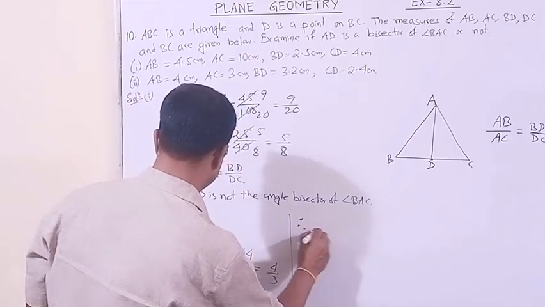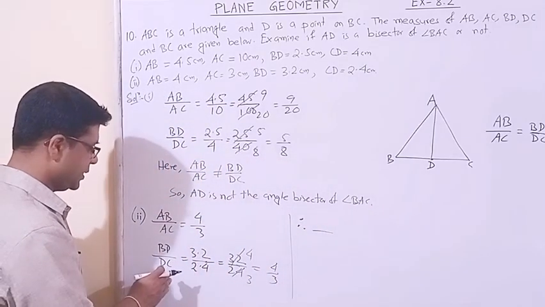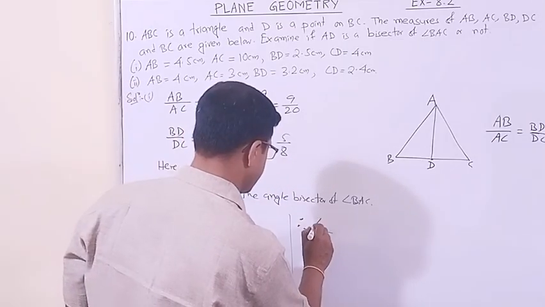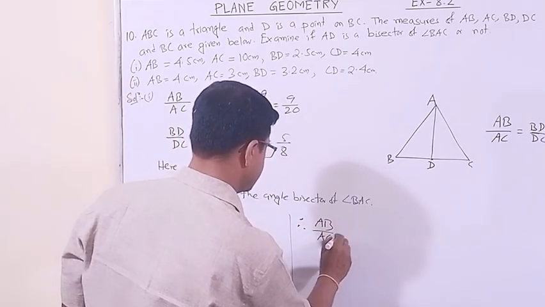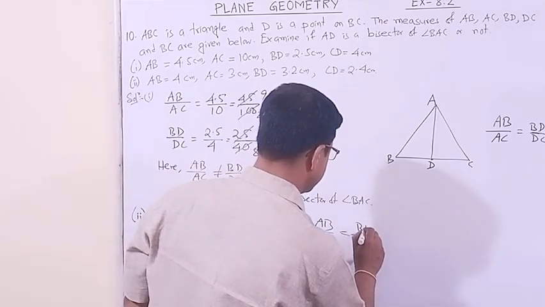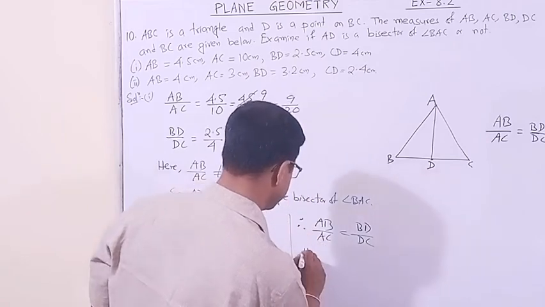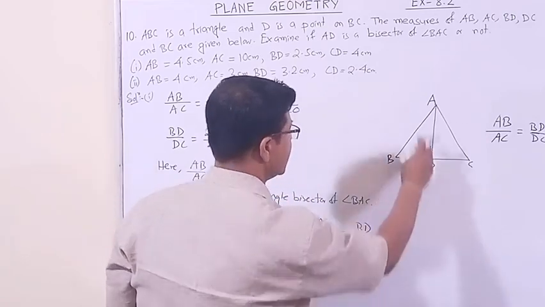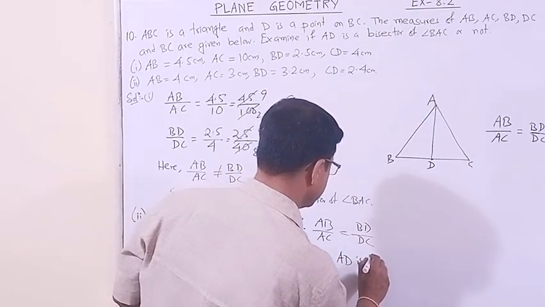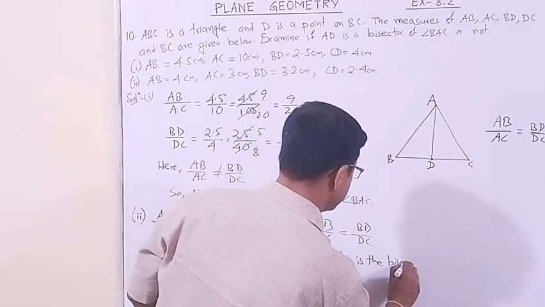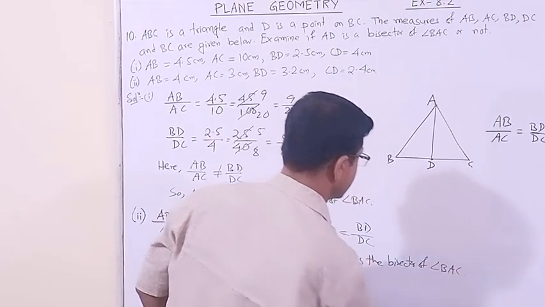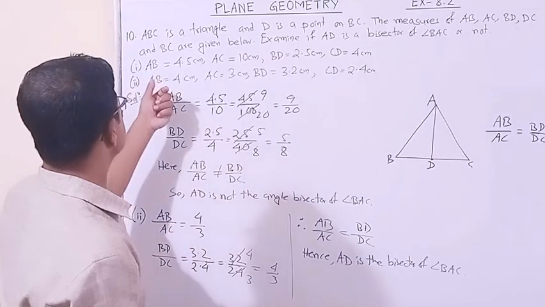Okay, let us write here. So therefore AB by AC equals BD by DC, because these ratios are equal, each equal to 4 by 3. Hence AD is the bisector of angle BAC. Is it alright? Now let us do 3 and 4.